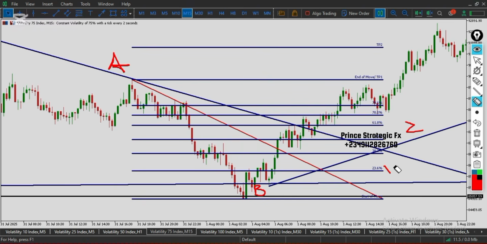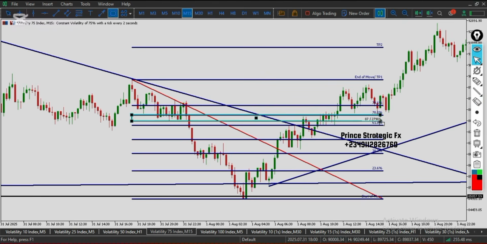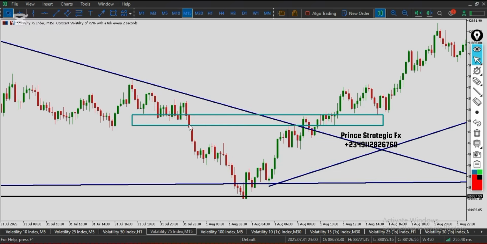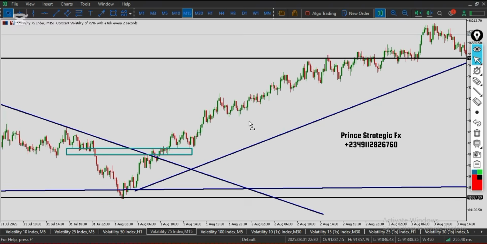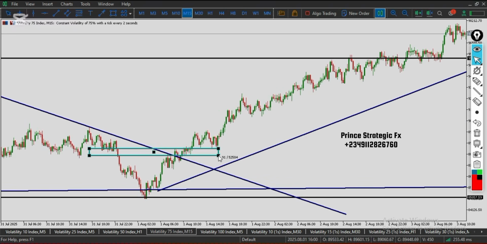Now, let me take all of this out. So this is what I did. This is exactly what I did. I used an order block to cover this level, just like this. Then I took out my Fibo, and automatically this is exactly what I got.